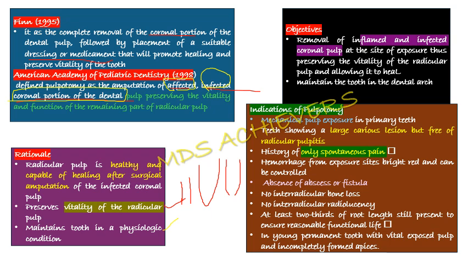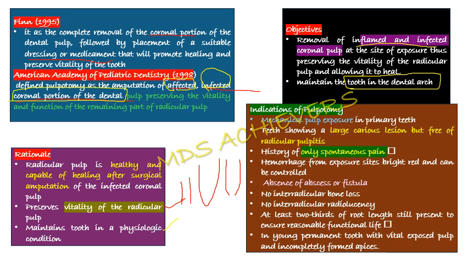Coming to the advantages, that is the objectives, it is a removal of the inflamed and infected coronal portion of the pulp at the site of exposure, thus preserving the vitality of the radicular pulp and allowing it to heal and maintain the tooth in the dental arch, which is a natural space maintainer. Acts as a natural space maintainer.